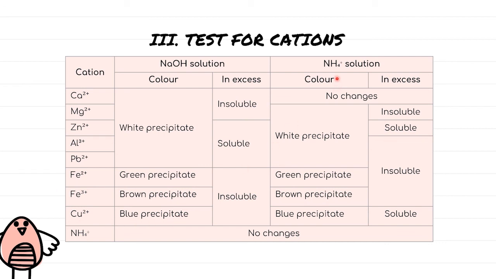For ammonia solution, calcium has no change in color, but magnesium, zinc, aluminium, and lead have a white precipitate. Ferrum 2+ has a green precipitate, ferrum 3+ has a brown precipitate, and cuprum 2+ has a blue precipitate.